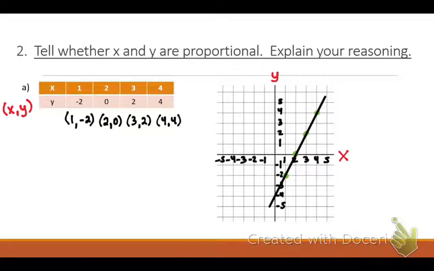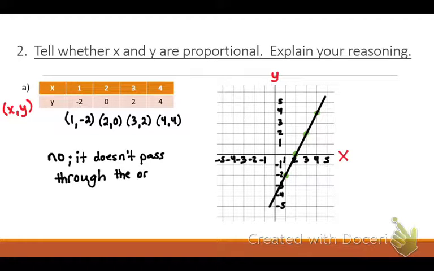Now here's what the question asked me on number 2. Tell whether x and y are proportional. I'm going to tell you the answer is no. And it asks me to explain my reasoning. Here's why. And this is something new I'm teaching you right now. If it doesn't pass through the origin, it is not proportional. So the answer is no. It doesn't pass through the origin.